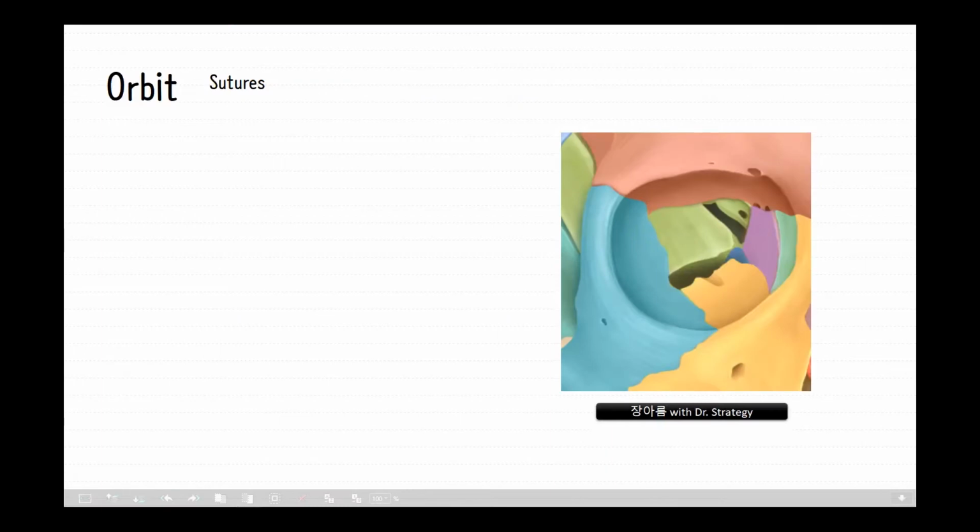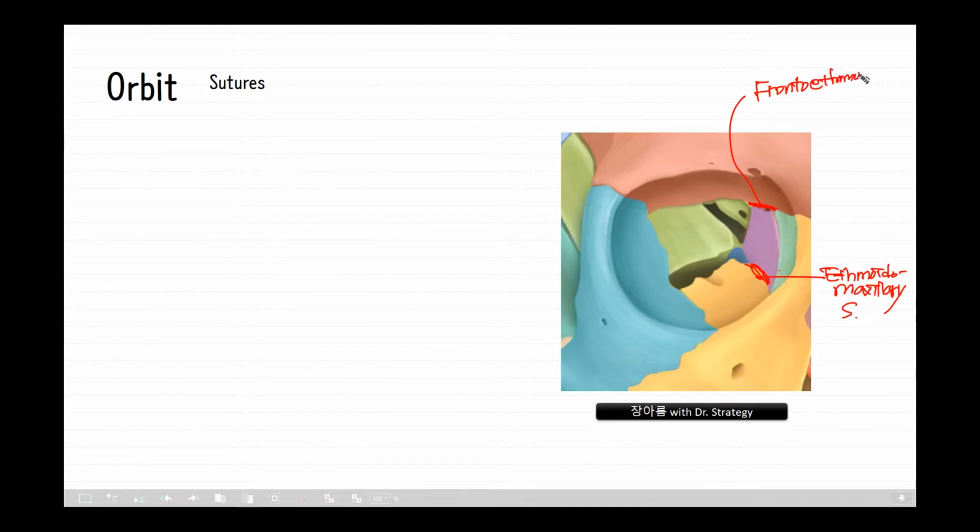Let's talk about the sutures around this orbit. In this area, there are 9 sutures. First, ethmoido-maxillary suture. And the next, frontoethmoidal suture, which has two important foramen, anterior ethmoidal foramen and posterior ethmoidal foramen.